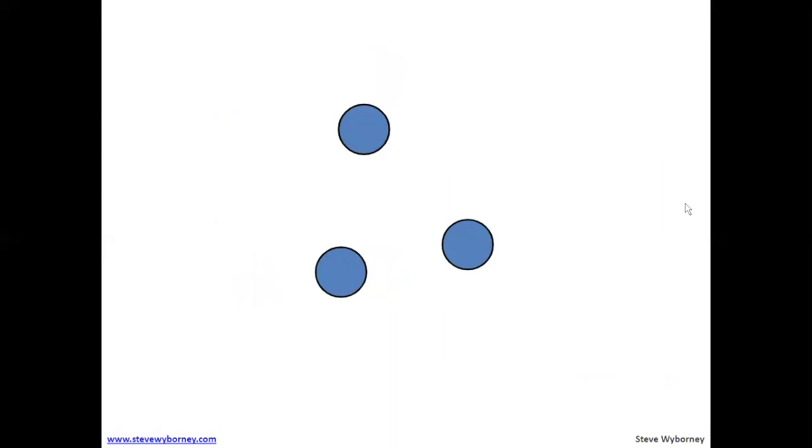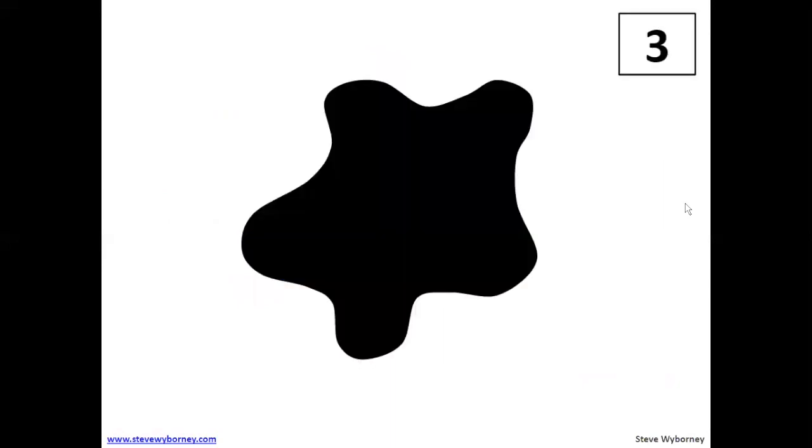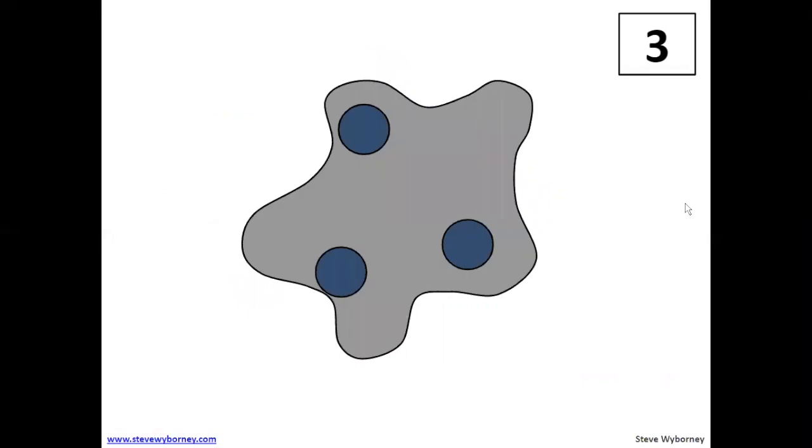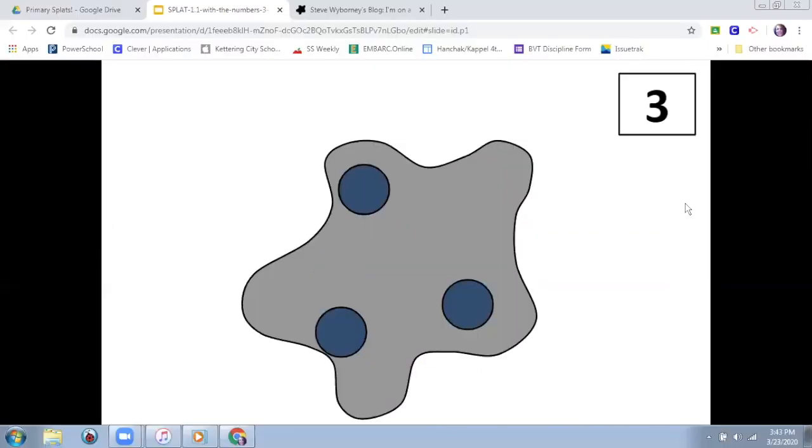So here's another whole. How many are there? Three. Splat. How many can we see? Zero. So zero and three make three. So walking them through this, it's far more interactive than a worksheet.